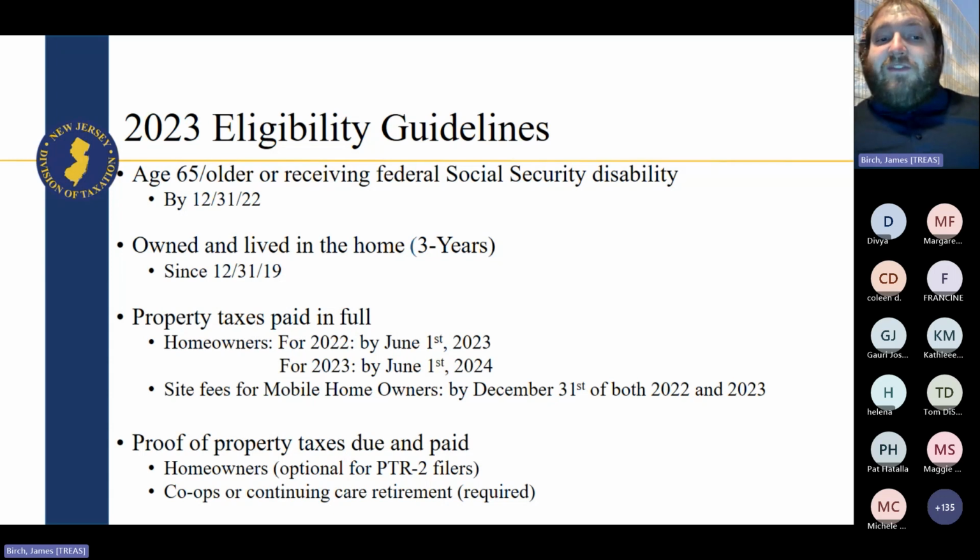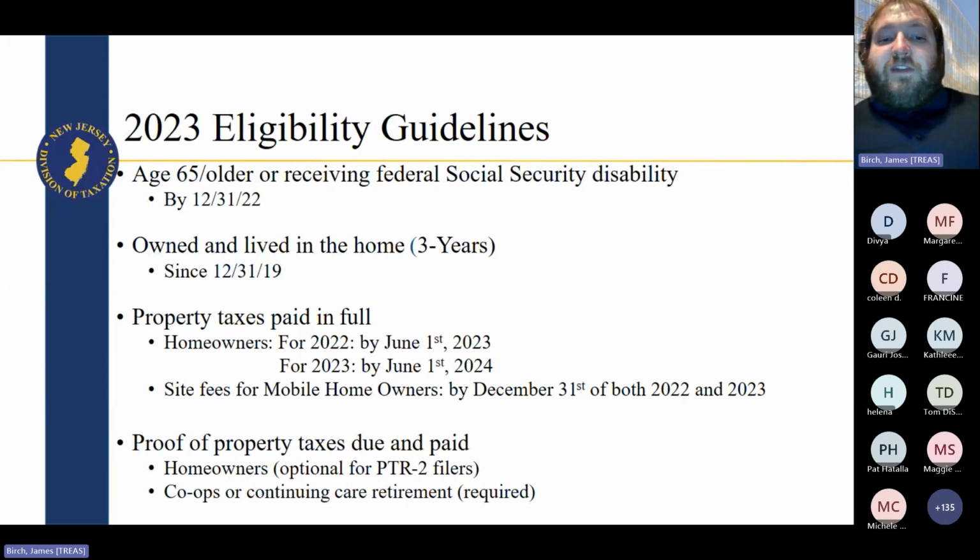Also, property taxes must still be paid in full. In the case of a homeowner, they have to have paid by June 1st of both 2023 and 2024. For a mobile homeowner, it's December 31st of both 2022 and 2023. So those three guidelines are not changing. But here, in the last bullet point, is something that is changing.